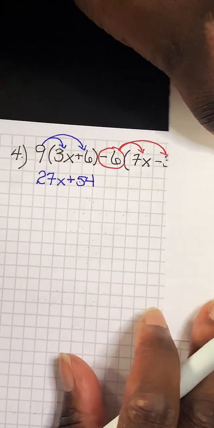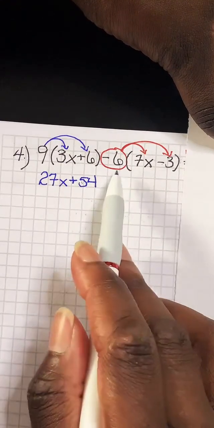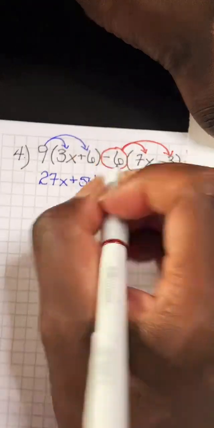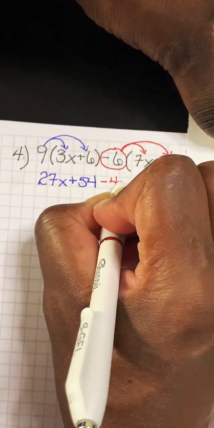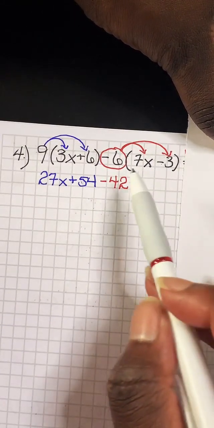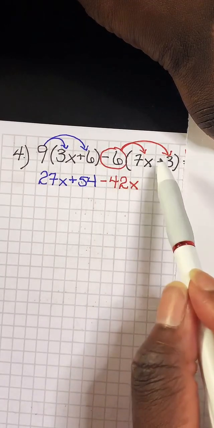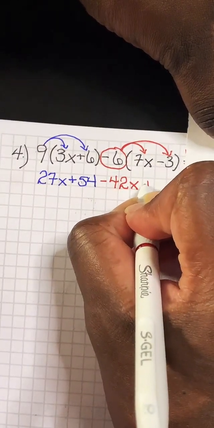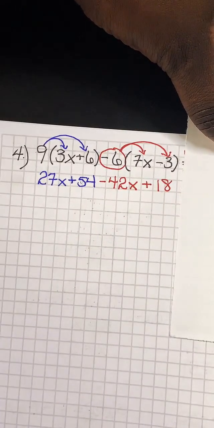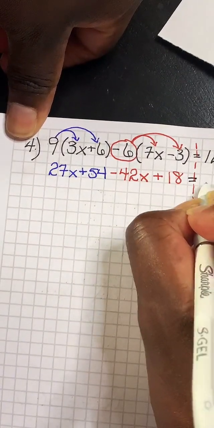Okay, so now we're going to come over to this lovely red section that I made, and we're distributing a negative 6. So negative 6 times a positive 7 gives me a negative 42x. All right, so negative 6 times negative 3. A negative times a negative gives me a positive. And then 6 times 3 gives me 18. The only thing that's left is bringing down the equals 12.